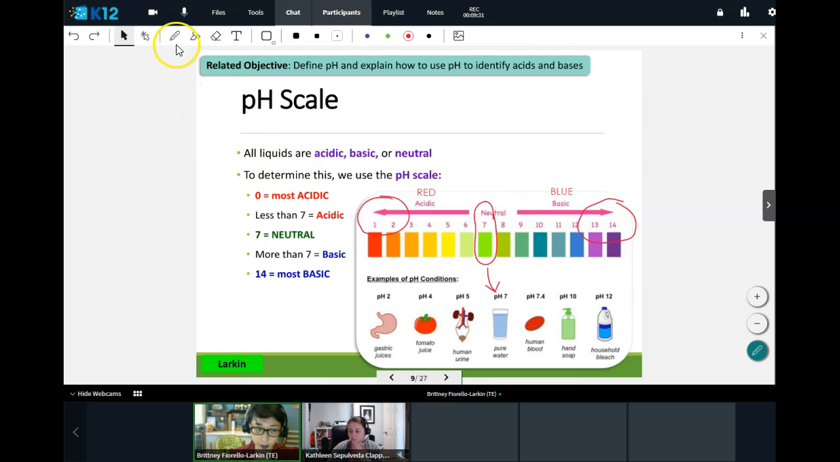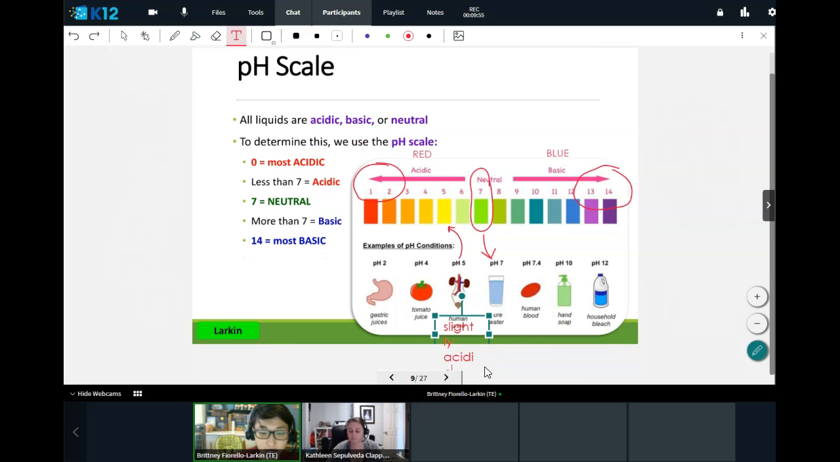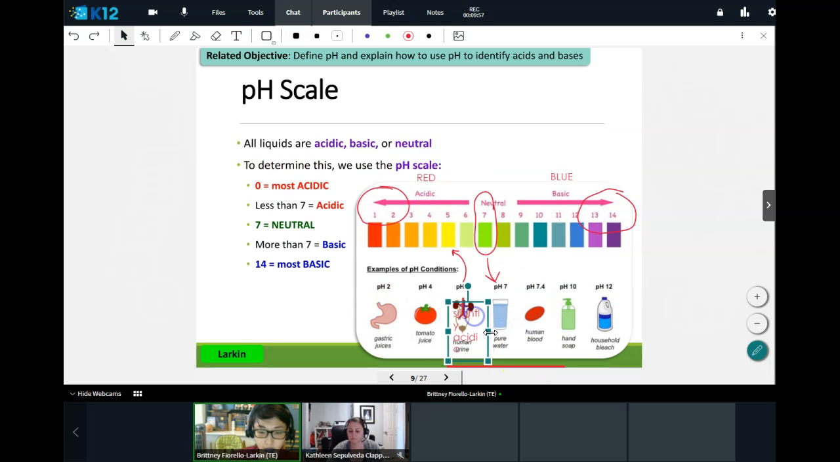I'm going to go over some examples. Excellent. Again, water is neutral. As we move a little further away from water, we get to slightly acidic and slightly basic stuff. An example here is urine. Urine is on the acidic side, the red side, but it's still pretty close to the middle. So this is just slightly acidic. We can write that right here on the board.